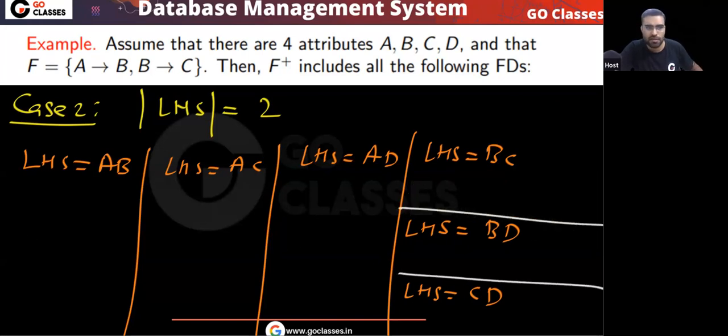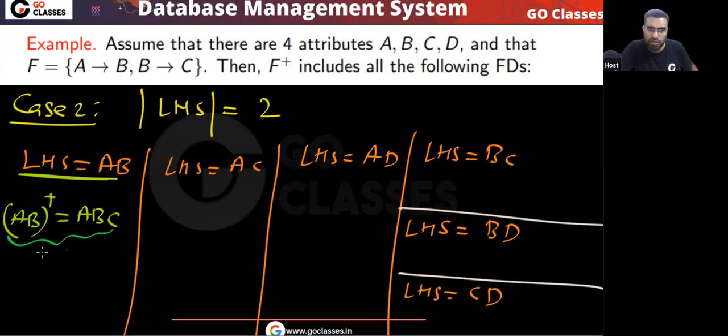Now you tell me, if LHS is AB, how many FDs can you get? Just find what AB plus is. AB plus is ABC. Now how many FDs will you get from here? Again, you will get 2 power 3 minus 1, that is your 7 FDs. Yes or no? Is this clear? See, very simple. This is your AB plus, AB closure, that is your ABC.